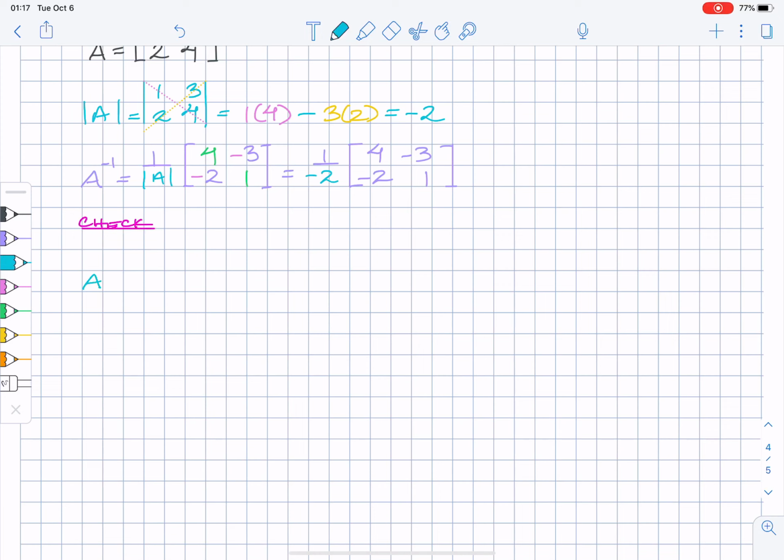So A times A inverse. I'm going to go ahead and bring the constant -1/2 in front. Matrix A was 1, 2, 3, 4. 1, 2, 3, 4.